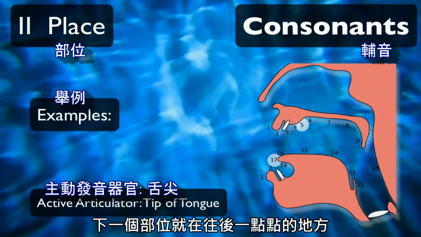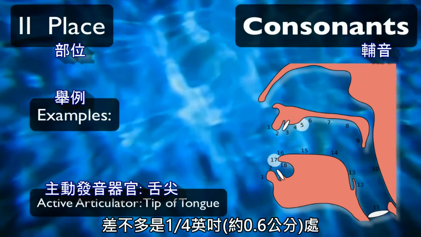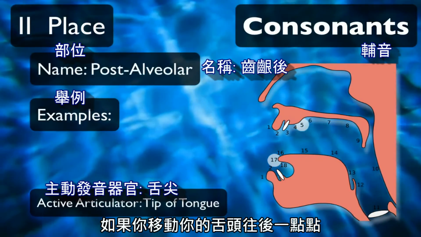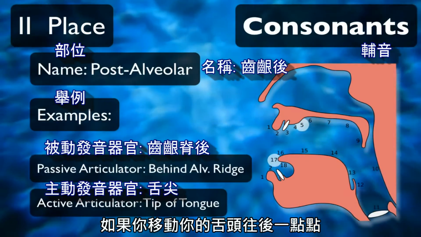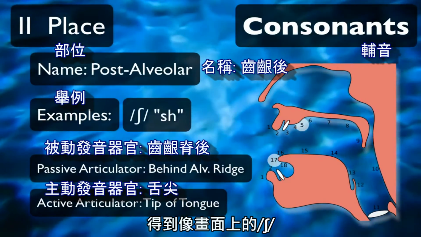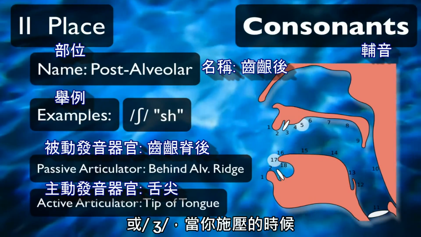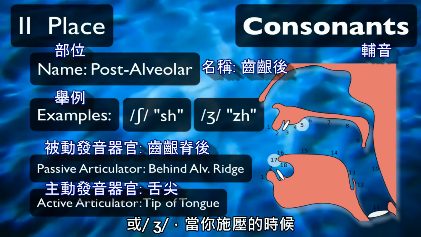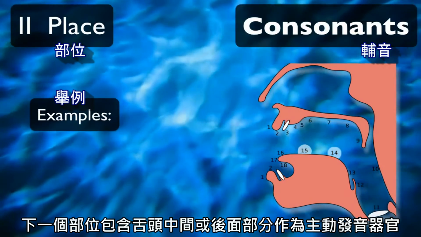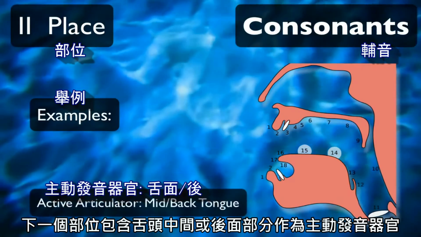The next place is just a little bit behind that, maybe a quarter of an inch or a half centimeter. If you move your tongue just a little bit back, instead of getting S, you get sh as in show, or zh as in pleasure. The next places involve the middle or back part of the tongue as the active articulator.